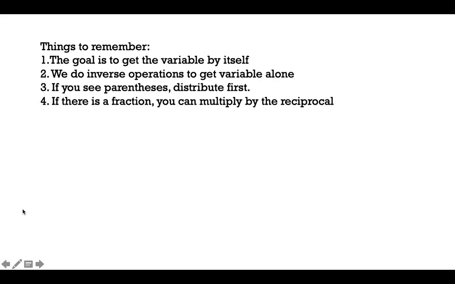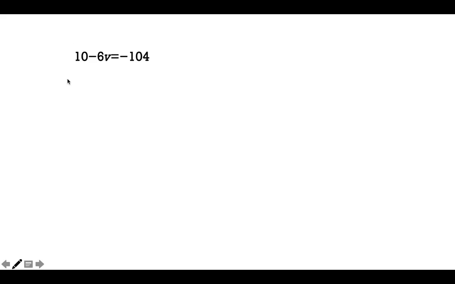So things to remember, our goal is to get the variable by itself. Remember, a variable is one of the letters, and it stands for a number we don't know. We do inverse operations to get the variable alone. So if it's like x plus 4 equals something, you do the opposite of plus 4, so you subtract 4. Today there's some parentheses. If you see parentheses, distribute first. And if there's a fraction, you can multiply by the reciprocal to get rid of that fraction if that's attached to the variable, which you'll see examples of.